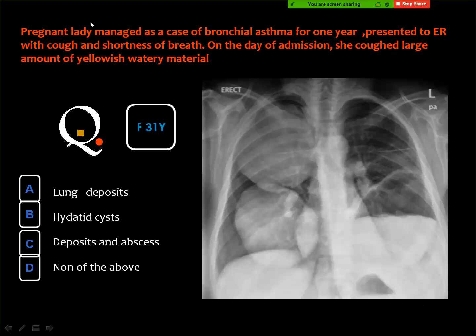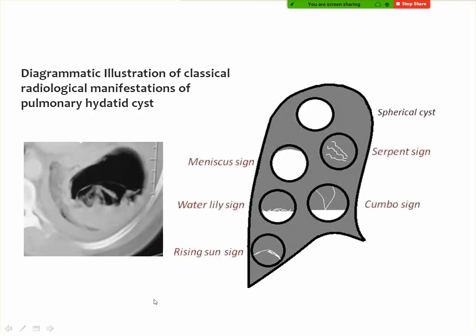Then this is a pregnant lady with bronchial asthma presented to the emergency room with cough and shortness of breath. On the day of admission, she coughed up a large amount of yellowish watery material. Hydatid cyst. Yes. Multiple hydatid cysts, 2 are intact and 1 is ruptured, and this is the cause of the patient's complaint. And you see the fluid level in the hydatid cyst with the characteristic wavy appearance, diagnostic of ruptured hydatid cyst, and these are 2 other intact cysts.